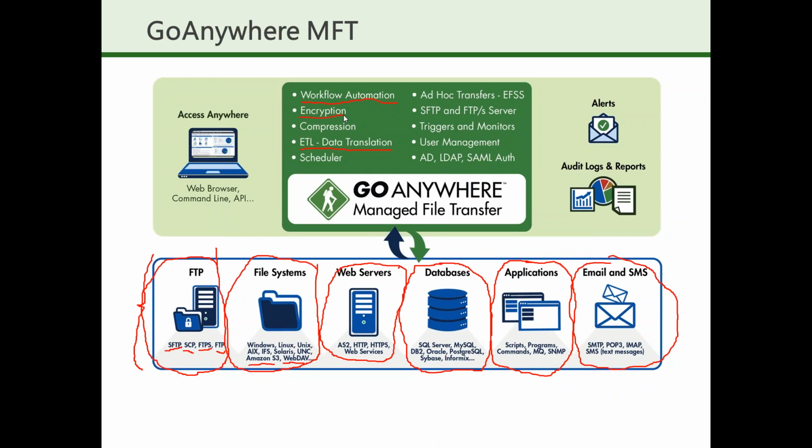As part of that, GoAnywhere has OpenPGP encryption. It can encrypt, decrypt, sign, and verify files using the OpenPGP standard, which is compatible with GPG. GoAnywhere can also compress and decompress files. We support the ZIP 2.0 standard, gzip, and tar for packaging and unpackaging files.